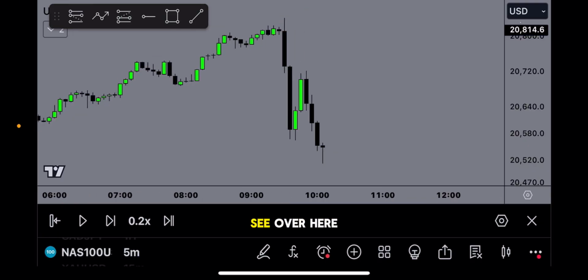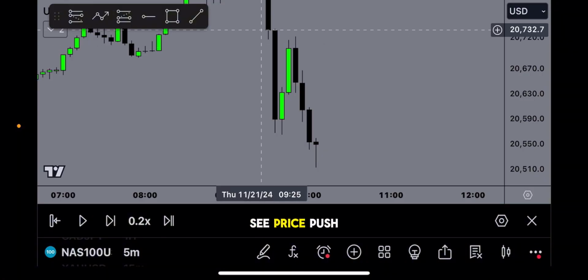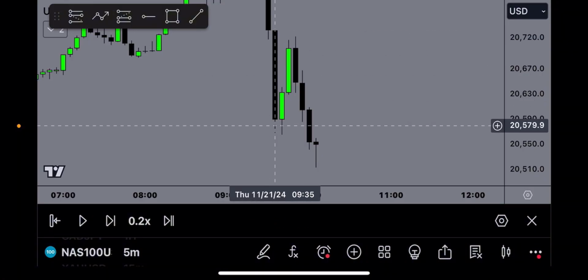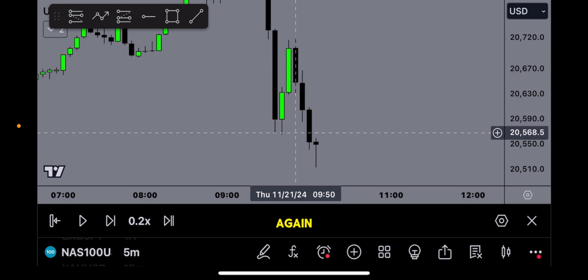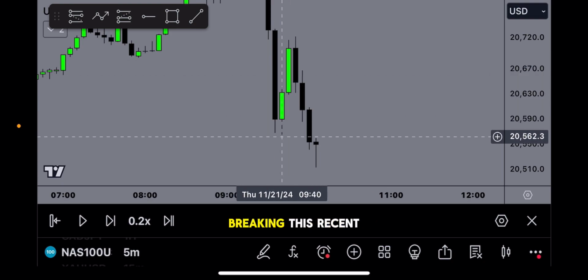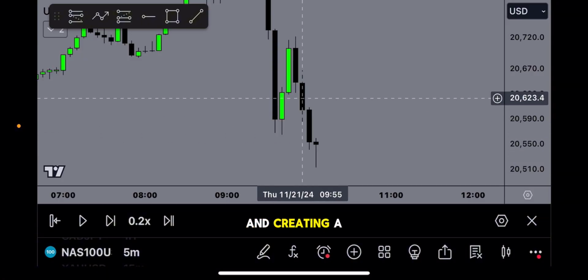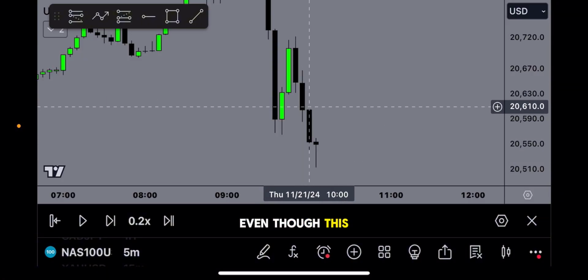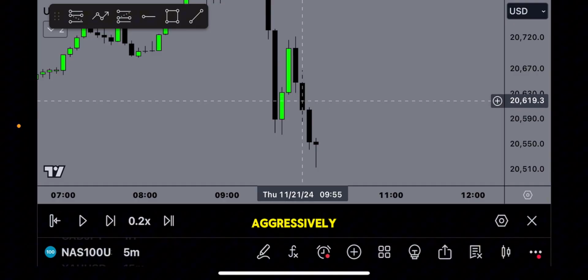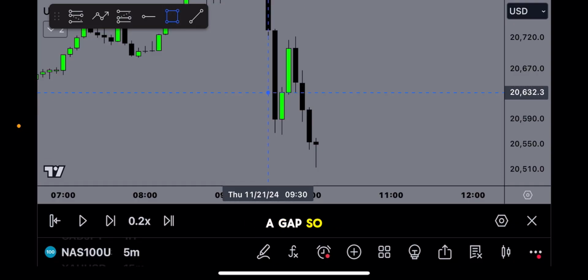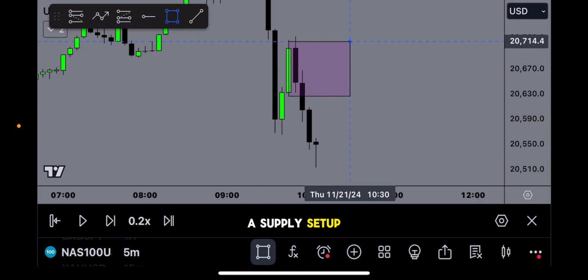Then what do we see over here? What is price doing now? We see price push down, pull back, and then push down again, breaking structure, right? Breaking this recent low, and creating a little gap right here. Even though price didn't move aggressively, it still created a gap. So that will be a supply setup.